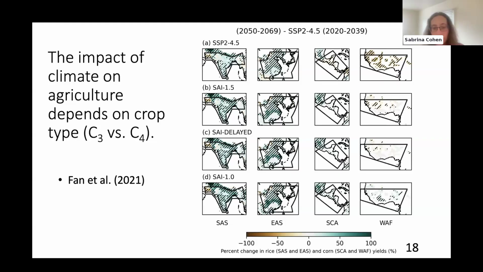And then if we look at the bottom here, at how corn yields would change for these two regions under SAI 1.0, the most extreme cooling scenario, we can see that corn yields still don't increase greatly because they can't benefit as much from CO2 fertilization as C3 crops such as rice. But there are generally increases in yields, or yields stay about the same. Certainly there's more corn in the cooling scenario relative to the climate change scenario.